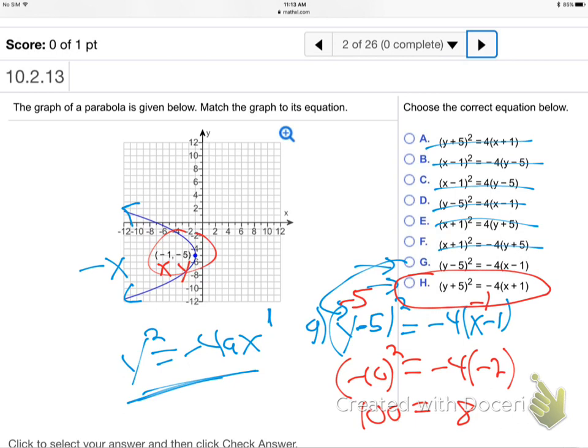You could plug it in. I'm sure it would work. If you put in negative 1 for x, that'd be 0. And negative 5 for y, that'd be 0 equals 0. That works. See how negative 1 for x, negative 5 for y does work? 0 equals 0. So G it is. Or H. I mean, H it is.